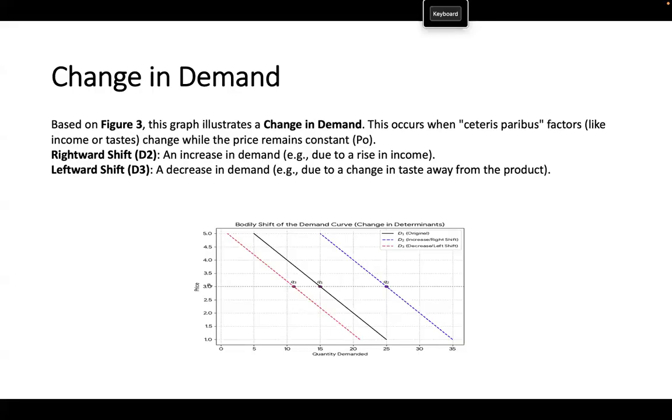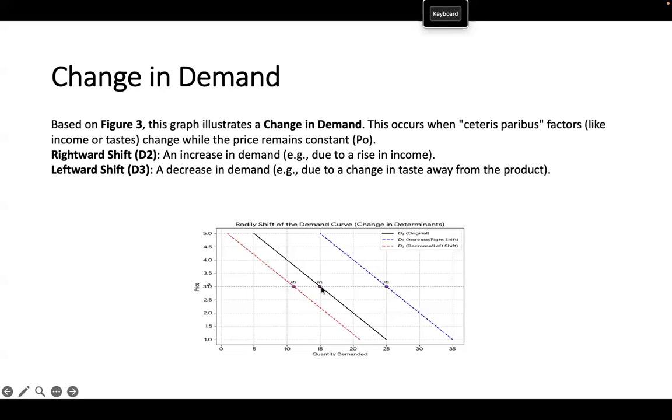Hello, sir. So please, if I'm looking at the rightward shift, I'm seeing that the middle line is what has moved. Yes. This is the initial demand curve. At the price of 3 Ghana cedis, the quantity demanded was 15.